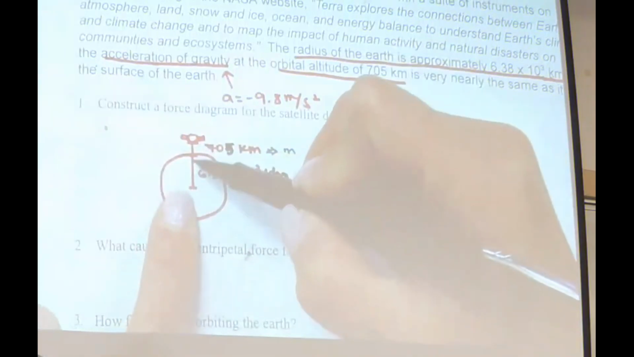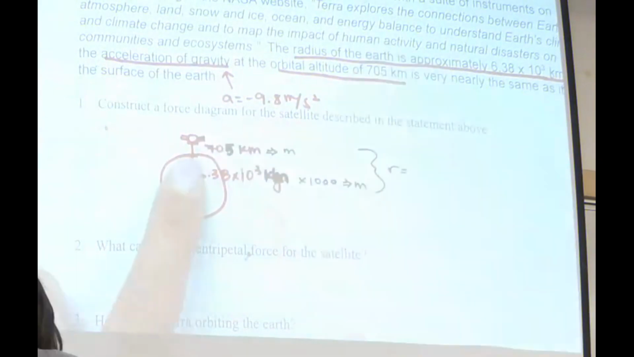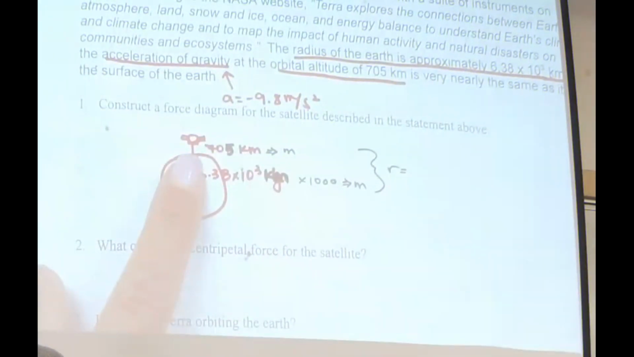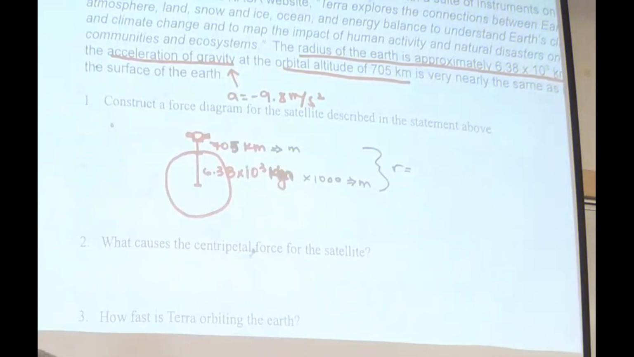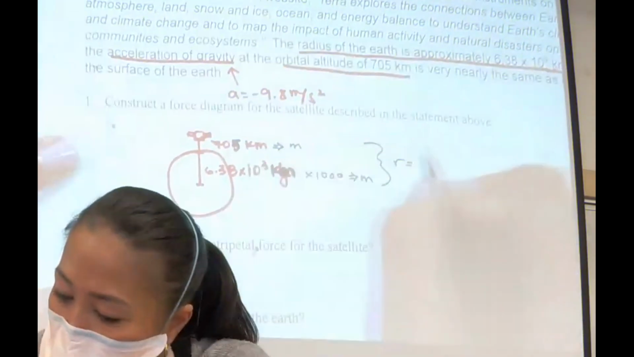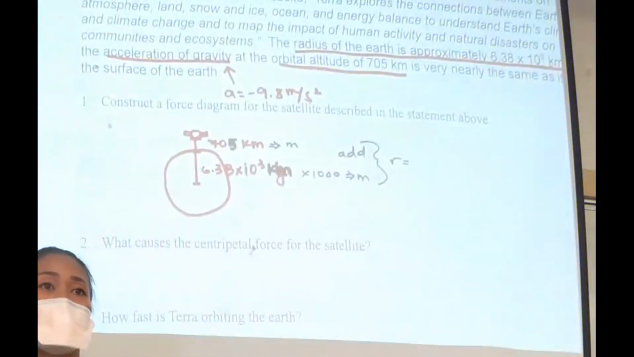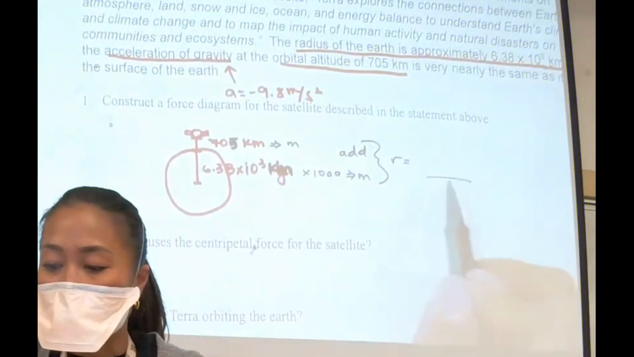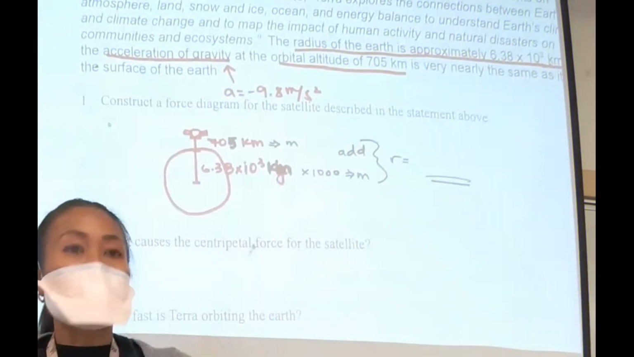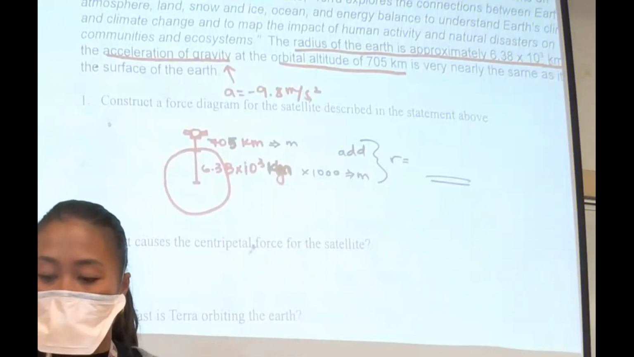I've got a radius of the Earth. Is that my radius? I've got the distance from Earth to the satellite. Is that my radius? What's my radius? Any thoughts? You add them together. You need to add these two together to get the total distance from the center of the Earth. That's going to be your radius. The next thing you want to do is convert that radius into meters, so multiply it by 1,000.